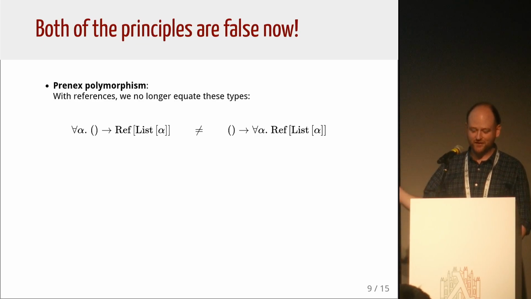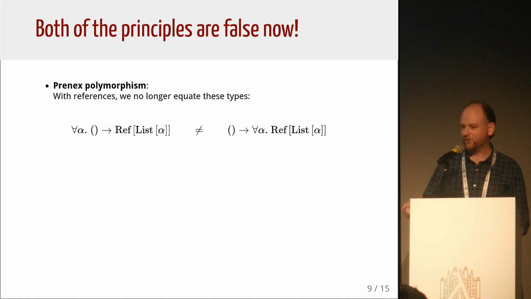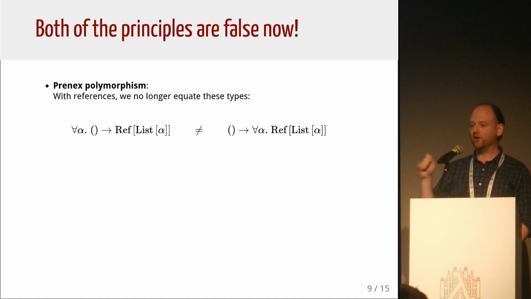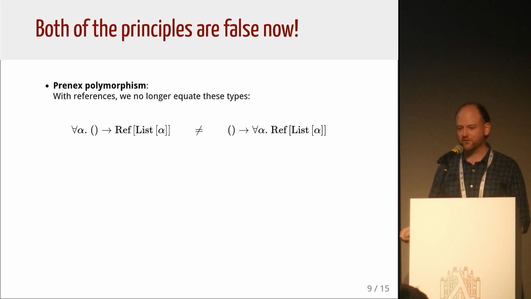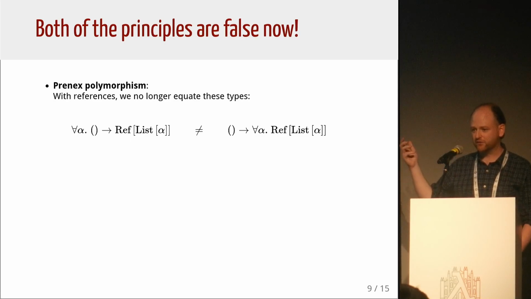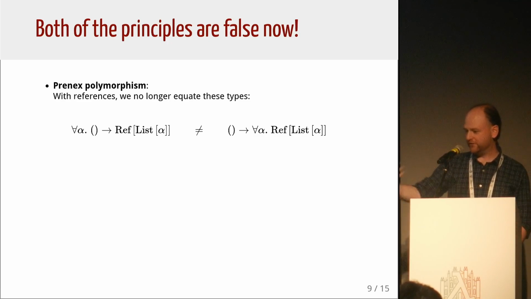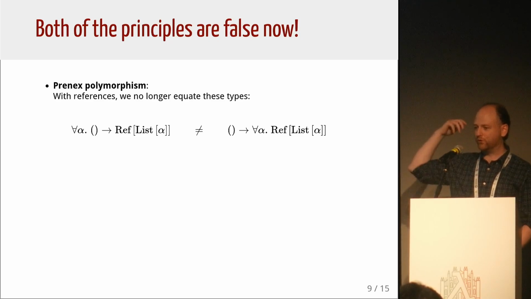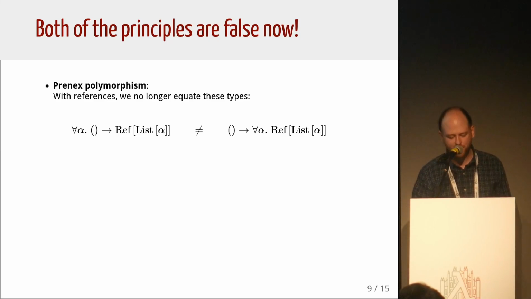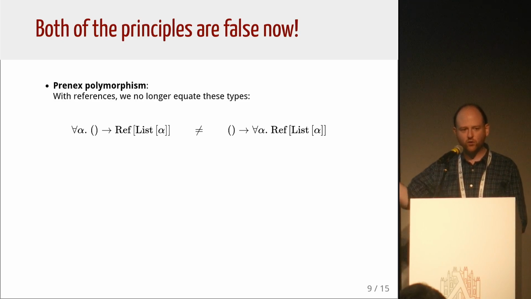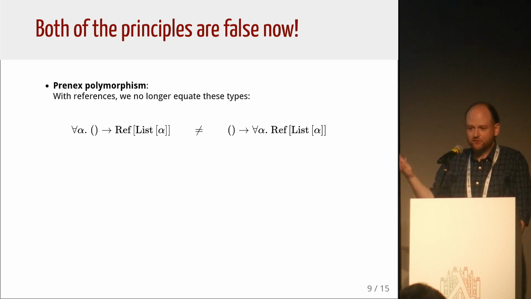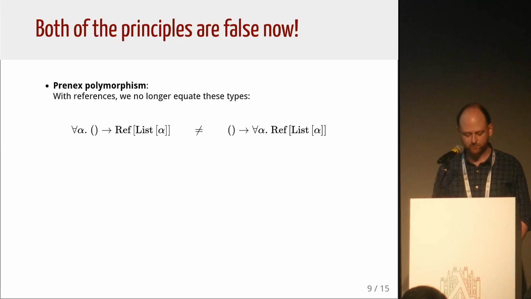The thing on the right says that you call it once, and it gives you back a polymorphic reference that can hold any sort of list. And that's completely unsound if such a thing were to exist, because I could get back this one reference, put in a list of ints, pull it out, and expect it to be a list of strings. So the idea that we can hoist all of the for alls up to top level is simply false when we have mutable references. We really do want to distinguish these two types.